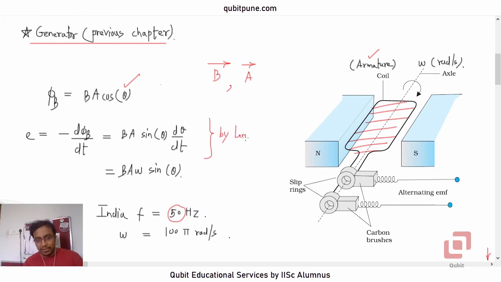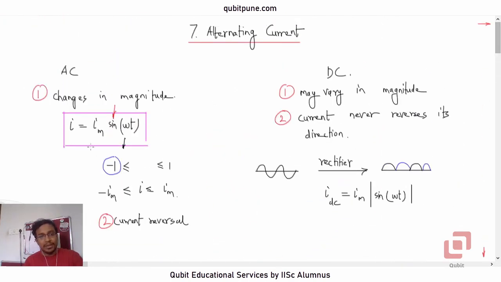By Lenz's law, the induced EMF in the coil is negative of d phi B by dt, and since the derivative of cos is sine, you get the sine theta term there. Theta is omega t, where omega is the angular speed of rotation measured in radians per second. In India it is 50 hertz. So this is the main reason why the alternating current that we use has the term sin omega t. You can also write it as cos omega t, but your textbook prefers sine, and therefore we are also going to use the sine function.